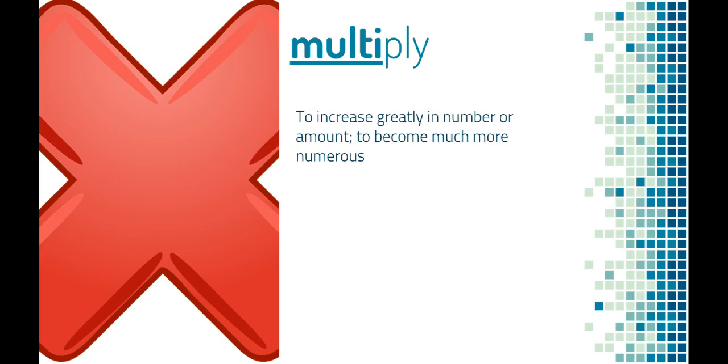So your first word is multiply, and this means to increase greatly in number or amount, to cause to become much more numerous. So in math, you are learning how to multiply, to make numbers become much more numerous. So on your homework, I want you to multiply two numbers and give me the answer.